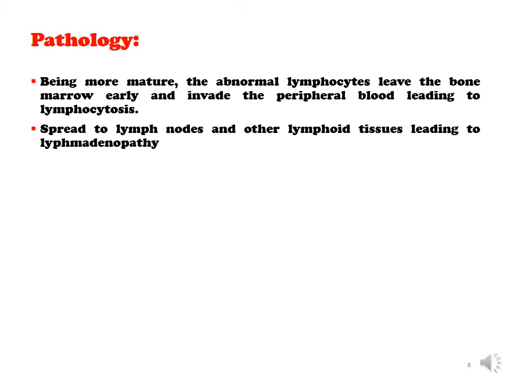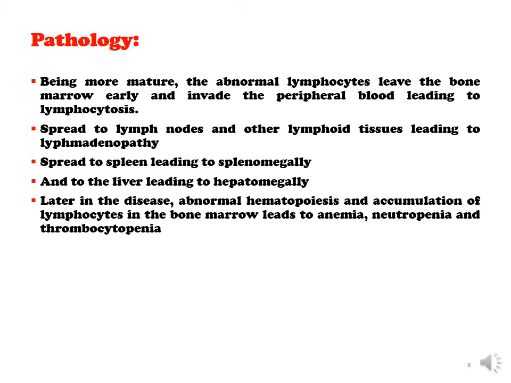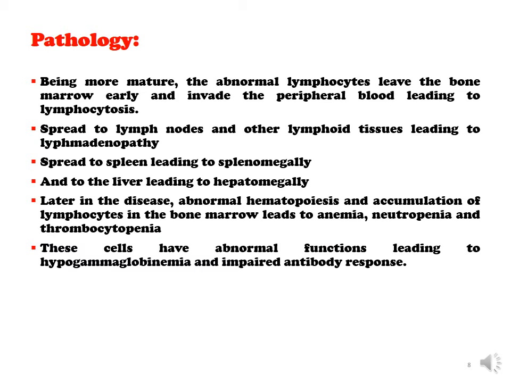Then these abnormal lymphocytes start to invade the reticuloendothelial system, spreading to lymph nodes, and maybe to the spleen or to the liver, causing splenomegaly and hepatomegaly. Later in the disease, the abnormal hematopoiesis and this accumulation of lymphocytes in the heavily infiltrated marrow might end up causing cytopenia. It might be anemia or thrombocytopenia.